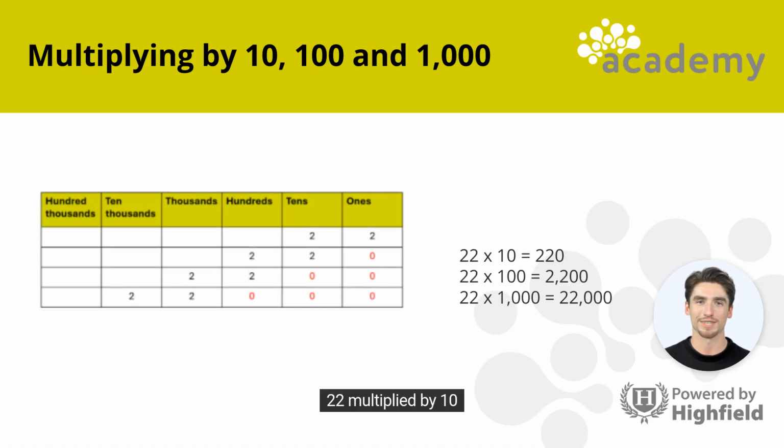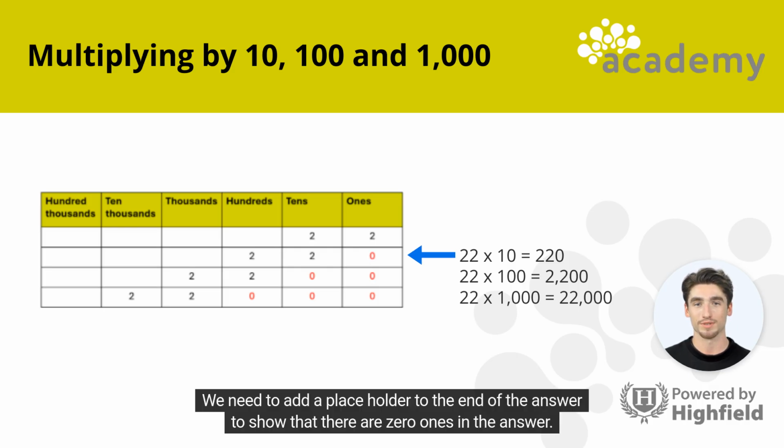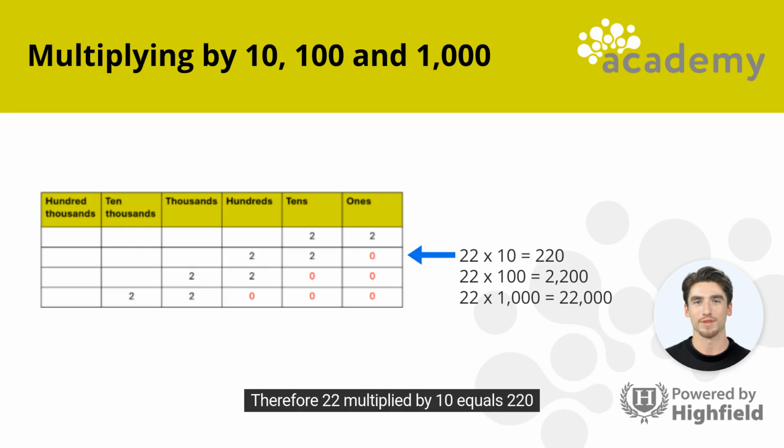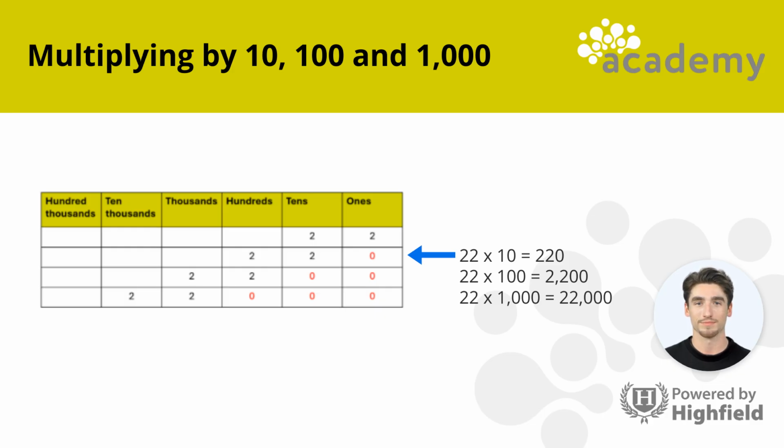22 multiplied by 10. The number 10 has 1 placeholder, or 0. Therefore, 22 moves 1 place to the left. We need to add a placeholder to the end of the answer to show that there are 0 ones in the answer. Therefore, 22 multiplied by 10 equals 220.